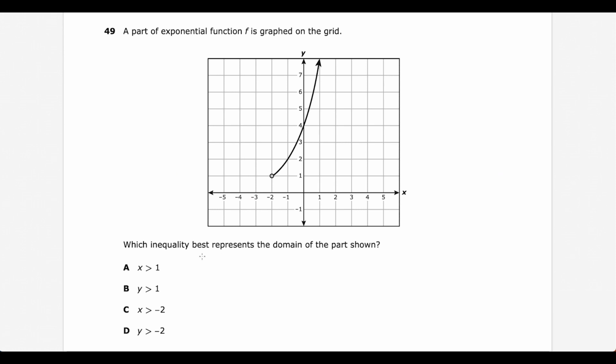So question 49, which inequality best represents the domain of the part of the graph shown here? And notice it's an open circle at -2. So the graph starts at -2. This is where it starts, and then it goes towards the right. So the only x values that are valid here are the x values that are strictly greater than -2. If this had been colored in and solid, it would be greater than or equal to, but it's just going to be greater than -2 here. So that's why this is choice C.